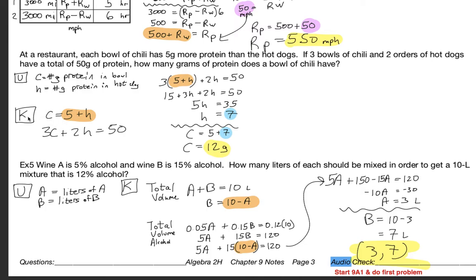So then, therefore, I can write my knowns out. I'm taking these facts and turning them into equations now that I have letters. C is going to be equal to 5 plus H, 5 grams more protein than hot dogs. And then 3 bowls of chili and 2 hot dogs are going to have a total of 50 grams of protein here.